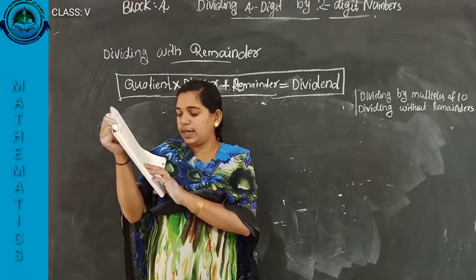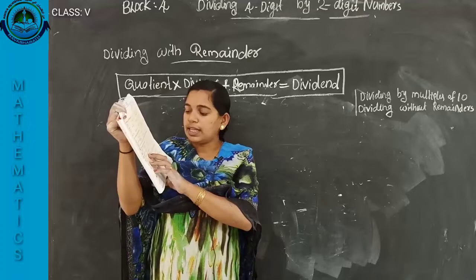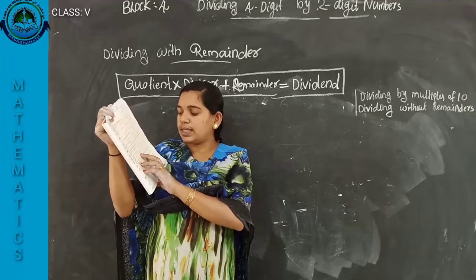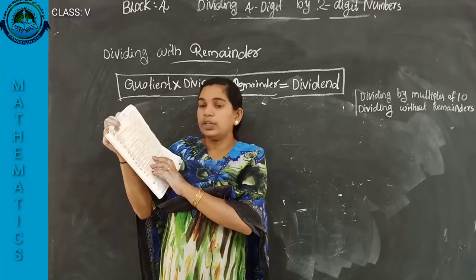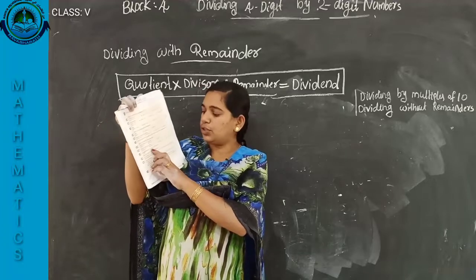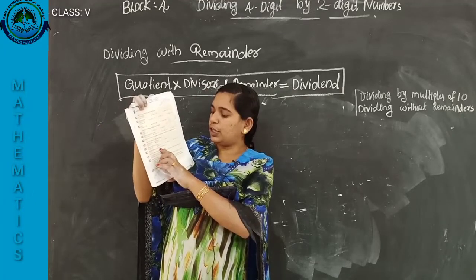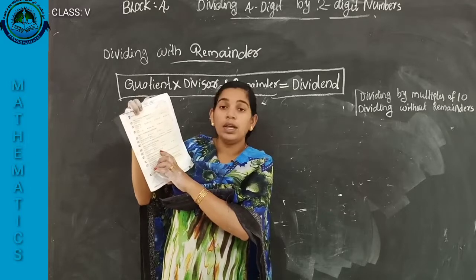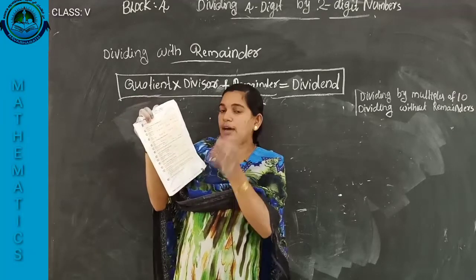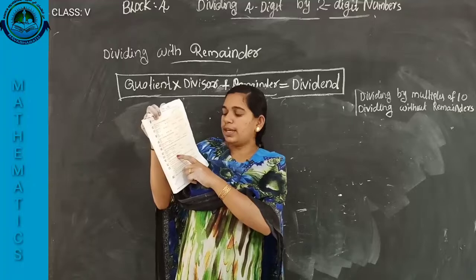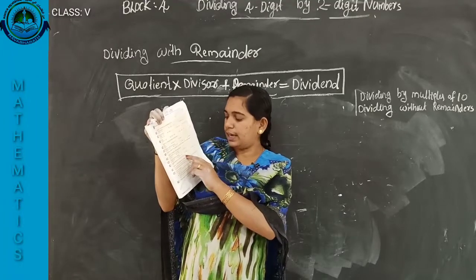Third, divide the difference of 7472 and 6348 by 25. Okay, first you find the difference. 7472 minus 6348. Then after finding the difference, that difference is divided by 25.